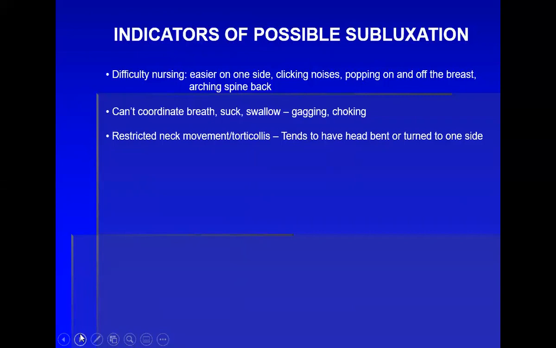The next thing that you might notice is that the baby has very restricted movements, especially in their neck. This is called torticollis, and you will notice it. For example, the baby will keep their head tilted to one side most of the time, or turned to one side. They have a preference to have their head not in the center, but over to one side more than the other.